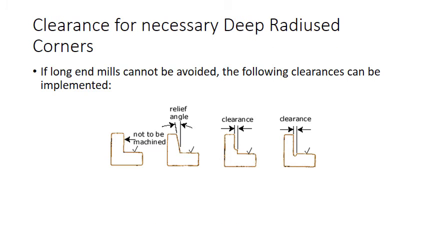If the deep radiused corners are extremely necessary, clearances should be provided. The following clearances can be implemented. In this one, it is not recommended as the milling cannot be done easily. This has a relief angle, so it is possible to machine with this. It has a clearance and it also has a clearance.